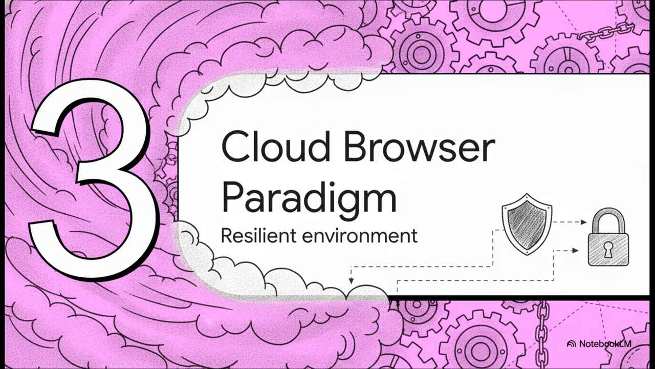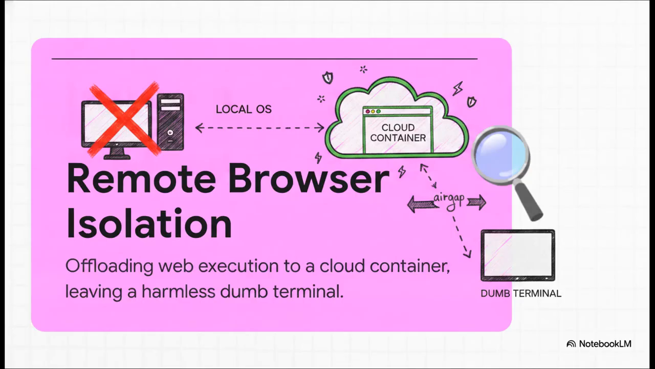Okay, section 3, the cloud browser paradigm, how we actually architect a resilient environment. So what's the fix? The core concept here is remote browser isolation. Instead of running the browser on the local OS, all the heavy lifting, the web rendering, JavaScript execution, media decoding, all of it is completely offloaded to a secure, ephemeral cloud container. This creates a true architectural air gap. The local machine is basically reduced to a harmless, dumb terminal that's just displaying an encrypted video stream of the session.